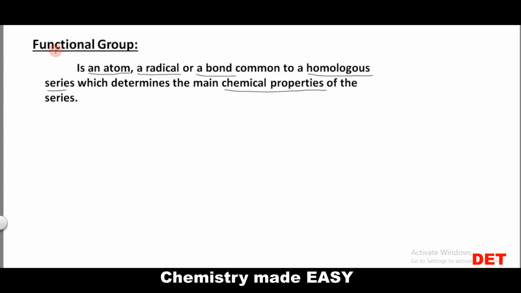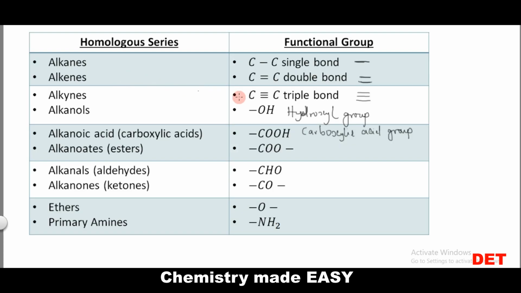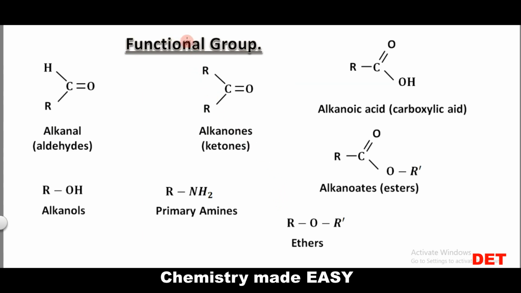So again, functional group is an atom, a radical, or a bond common to a homologous series which determines the main chemical properties of the series. So you must know this definition. And it's very important that you know the functional group of all the homologous series. And it is well spelled out here. So here are the functional groups of the different homologous series that we have.